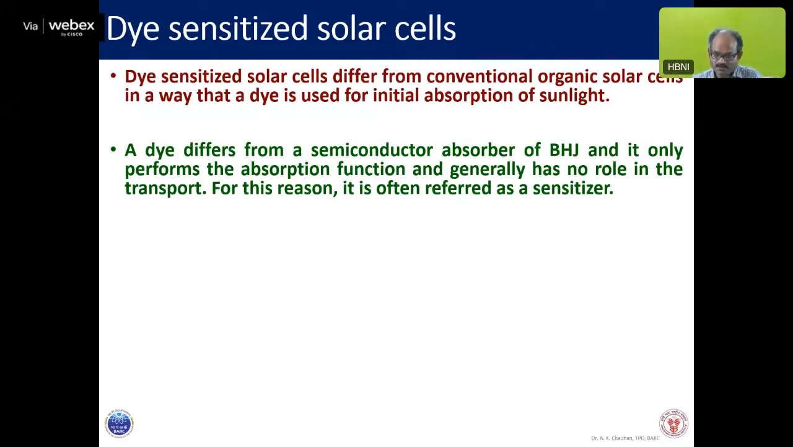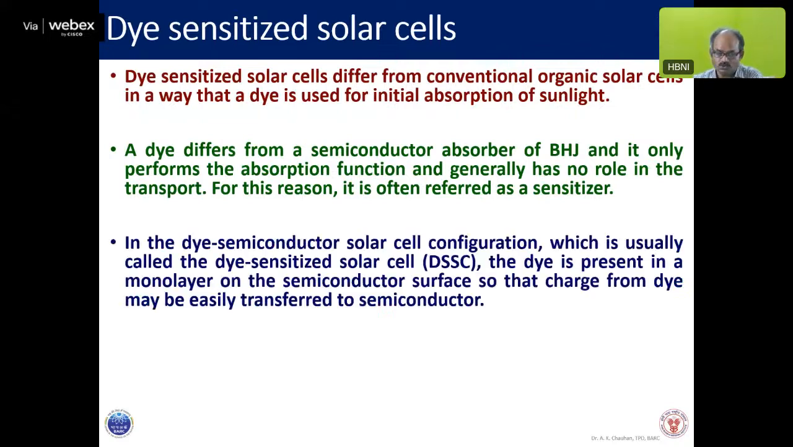So a dye differs from a semiconductor absorber or bulk heterojunction, and it only performs the absorption function and generally has no role in the transport. So the role of dye is only to absorb. But in bulk heterojunction, the same material was playing the role of transport also. But here it is not a very good conducting material.